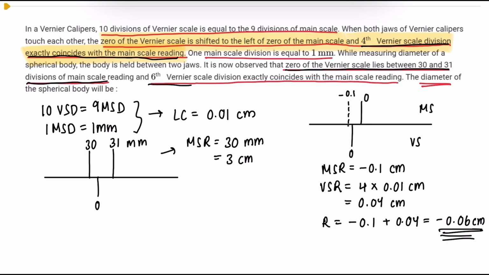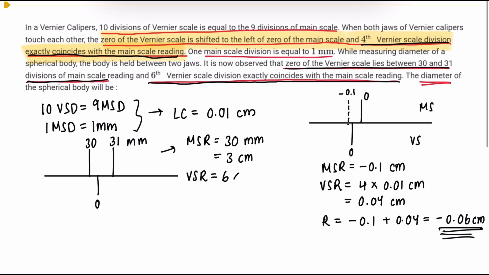And they also told us that the sixth vernier scale division exactly coincides with the main scale reading. So with that, we can easily say something here. So obviously vernier scale reading is the vernier coincidence times the least count. So vernier coincidence is 6 times 0.01, which is 0.06. And the final reading is equal to the sum of both of them. So with that, we can say that the reading is 3.06 centimeters. And this is R2, the final reading, and this is R1, the initial reading.